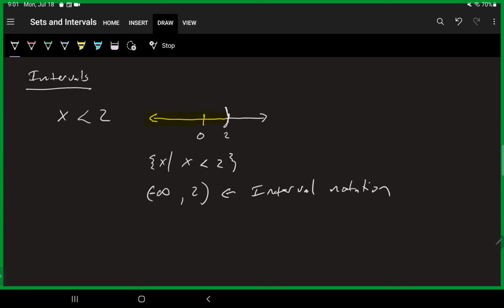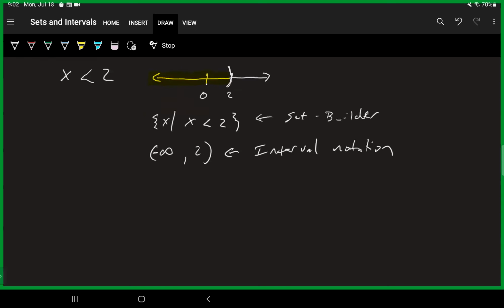And that's how I write, well, these are all the same thing here. I'm saying x is less than 2. That's an inequality form. This is a number line or a graph. We have the set builder notation. I'm going to write that again. And then we have the interval notation, which is negative infinity to 2. And we're not including the number 2.